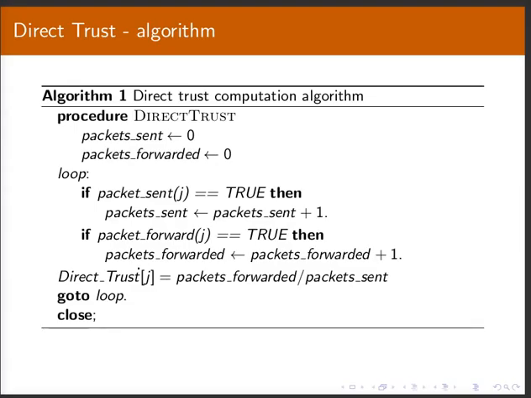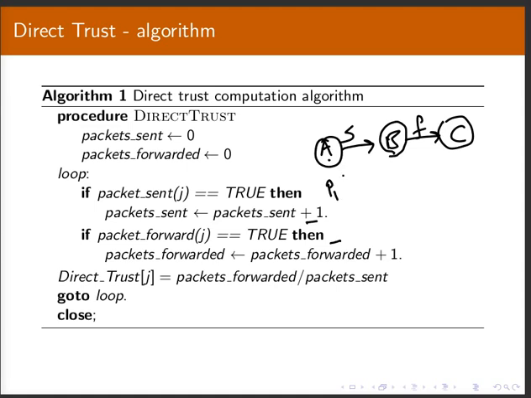This is the direct trust algorithm. Whenever a packet is sent, we increment the number of packets sent by 1, and if the packet is forwarded, packets forwarded increases by 1. So A sends a packet to B and B forwards the packet to C. This is forwarded and this is sent. But how does A know whether B forwarded the packet or not? First, A stores the sent packet, say P1. Now P1 is at B, and B forwards P1. Since it is a wireless broadcast medium, A listens to B's communication, so P1 is received by A also. Once A receives P1, it compares both packets and assumes that the packet is forwarded. Then it increments packets forwarded by 1. So direct trust is computed as packets forwarded divided by packets sent.